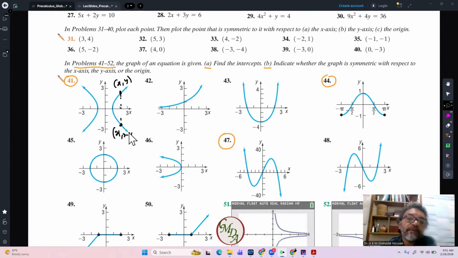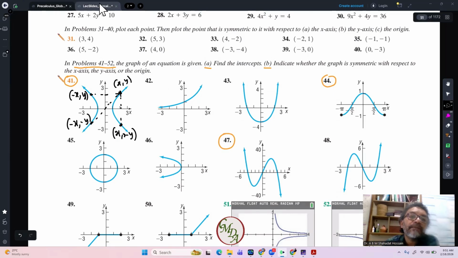So the graph is symmetric about the x-axis, and you can clearly see if this graph has a point (x, y), then it also has a point (-x, y), and also, through the origin, the graph has the point (-x, -y). So this graph is symmetric with respect to all.